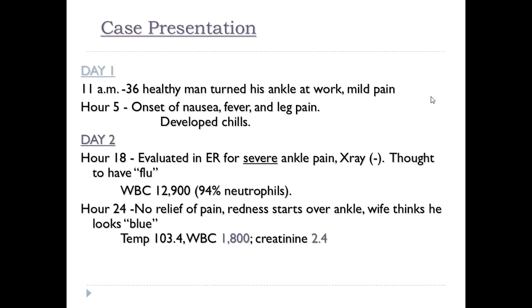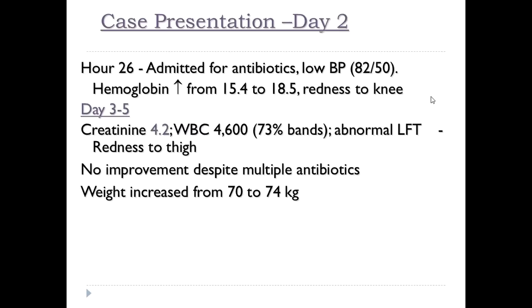Rhabdomyolysis. Okay. Rhabdomyolysis is such a rapid multi-organ failure, and he doesn't have a crush injury or major trauma. Why would rhabdomyolysis happen? Then you have to admit such a patient. We admitted the patient. The BP starts falling. Hemoglobin from 15 became 18. Redness to the knee, creatinine is 4.2 at day 3. So what could it be?